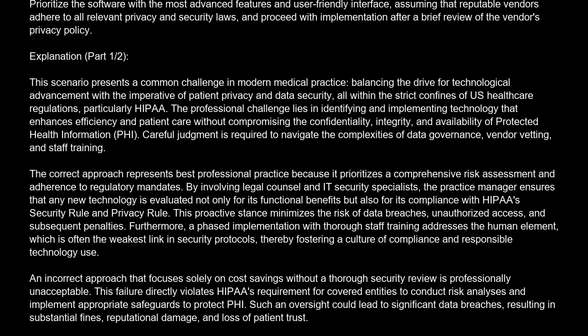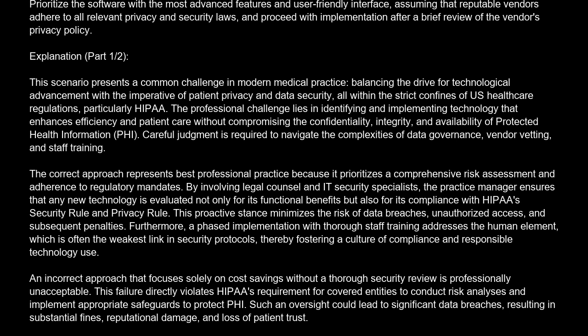Prioritize the software with the most advanced features and user-friendly interface, assuming that reputable vendors adhere to all relevant privacy and security laws, and proceed with implementation after a brief review of the vendor's privacy policy. Explanation. This scenario presents a common challenge in modern medical practice, balancing the drive for technological advancement with the imperative of patient privacy and data security, all within the strict confines of U.S. healthcare regulations, particularly HIPAA. The professional challenge lies in identifying and implementing technology that enhances efficiency and patient care without compromising the confidentiality, integrity, and availability of protected health information.